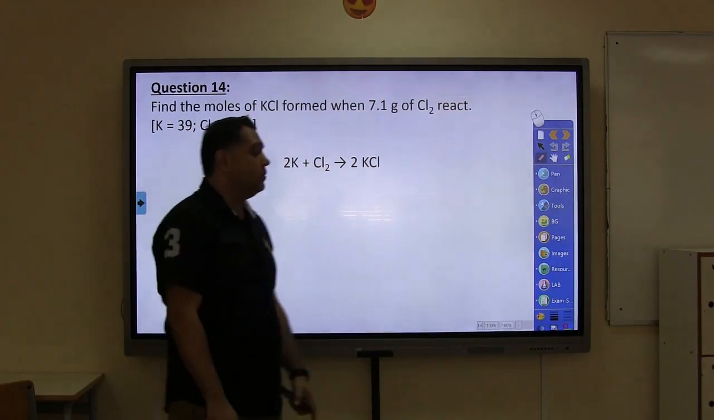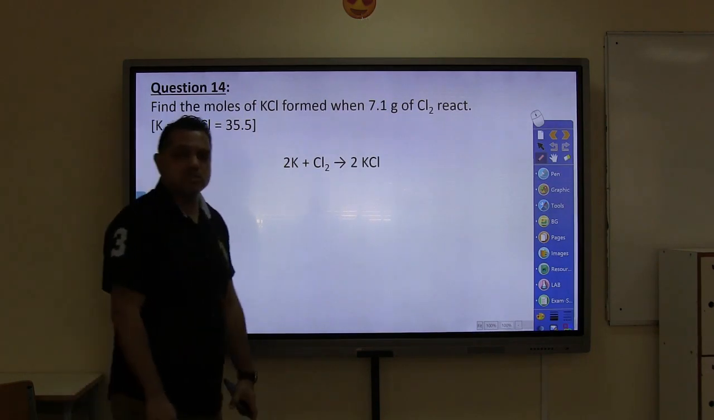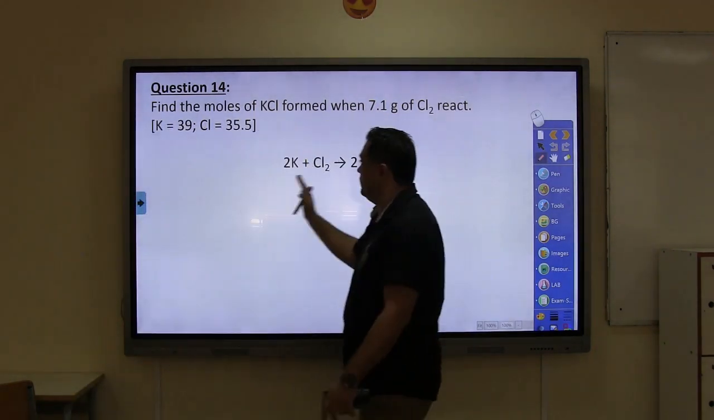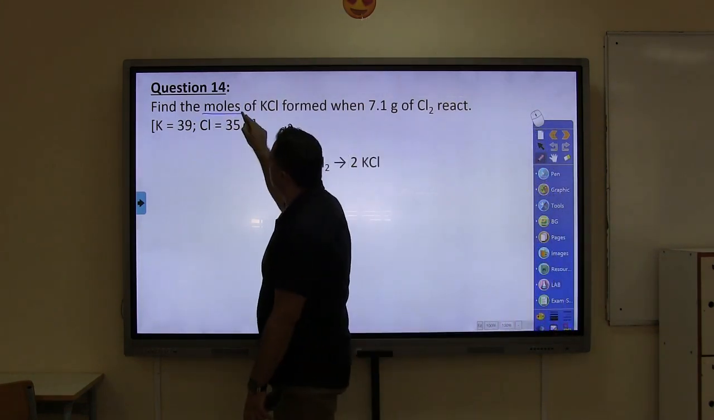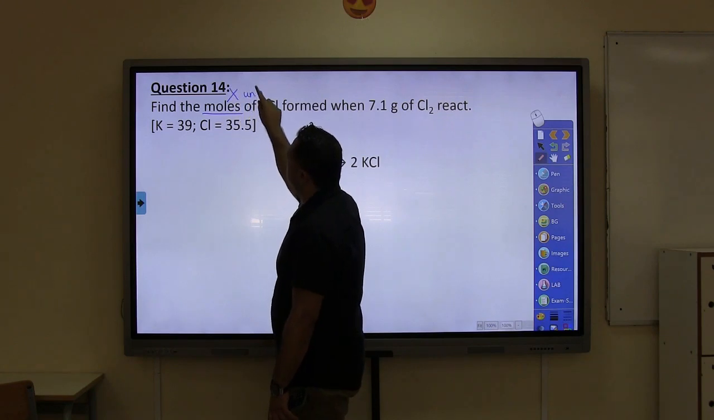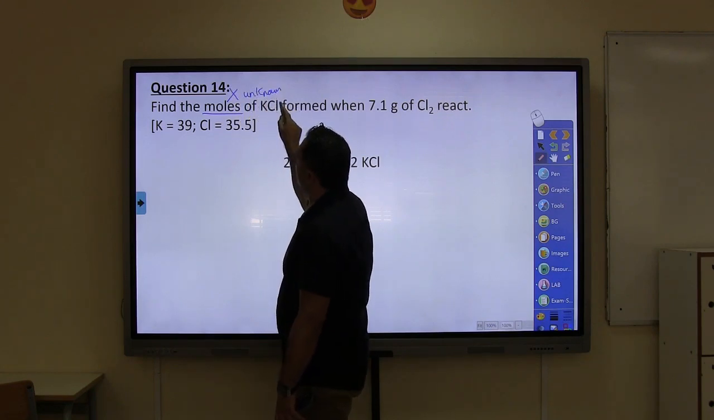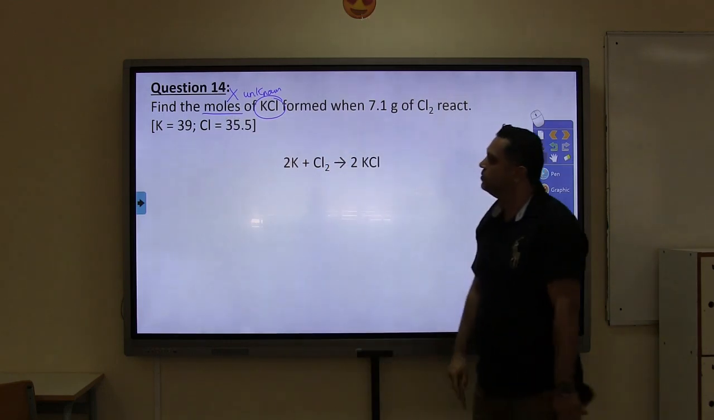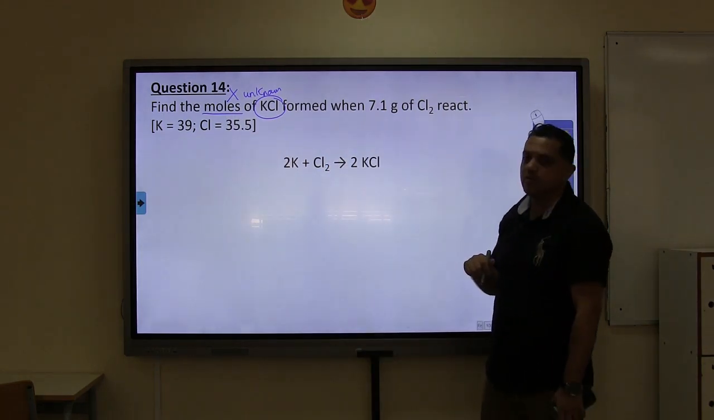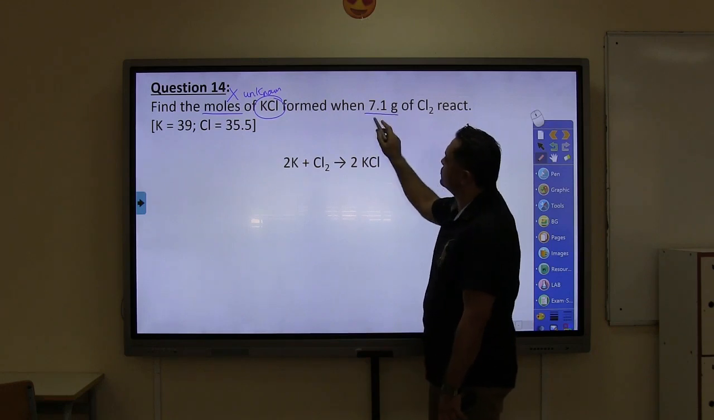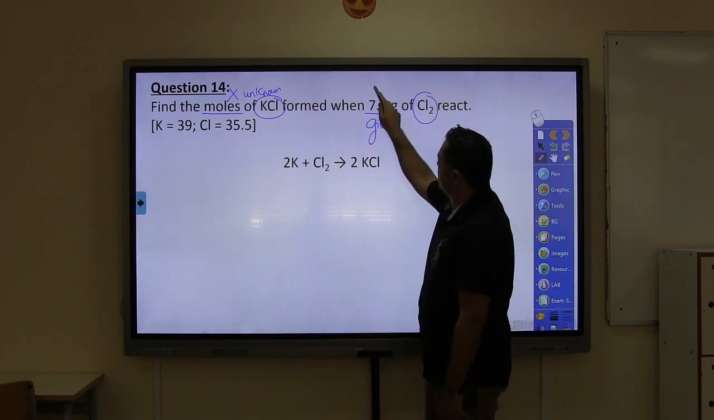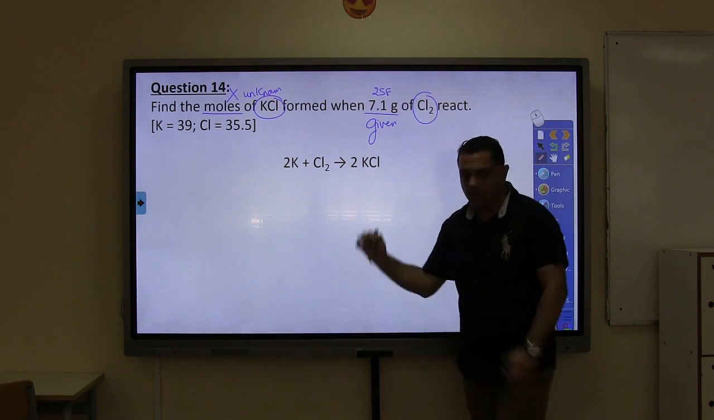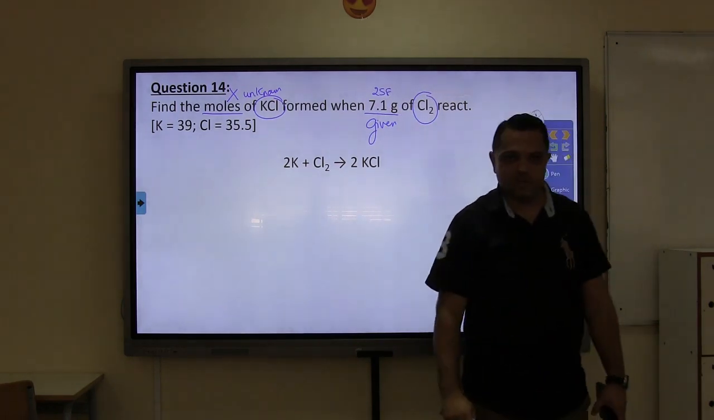In question 14, we need to find the moles of KCl. The reaction is given, it is balanced, fine. Find the moles of KCl. I don't know the moles, so this will be x. This will be my unknown of KCl, formed when 7.1 grams of Cl2, 7.1 grams, this will be the given. And Cl2 will be my other species. And don't forget that this given is 2 significant figures. So my answer at the end should be 2 significant figures.